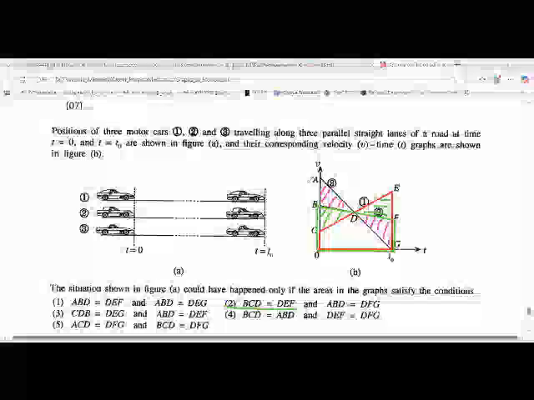Is it correct? Check it clearly. If the ABD area is equal to the DFG area, then the AOG triangle's area should be equal to the OBFG trapezium's area. Then their displacements should be equal. Then the answer is this one. The second answer is correct.